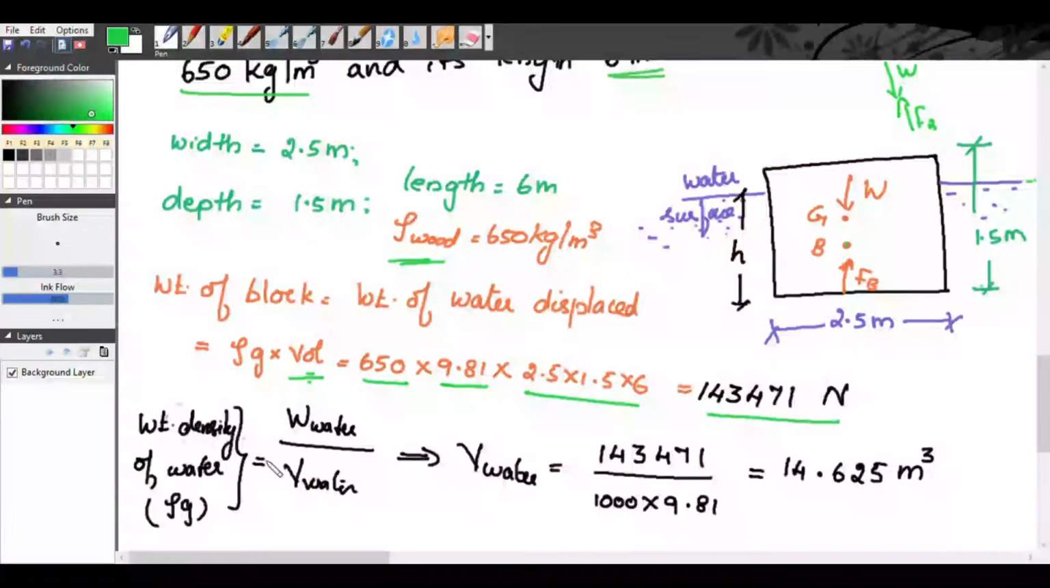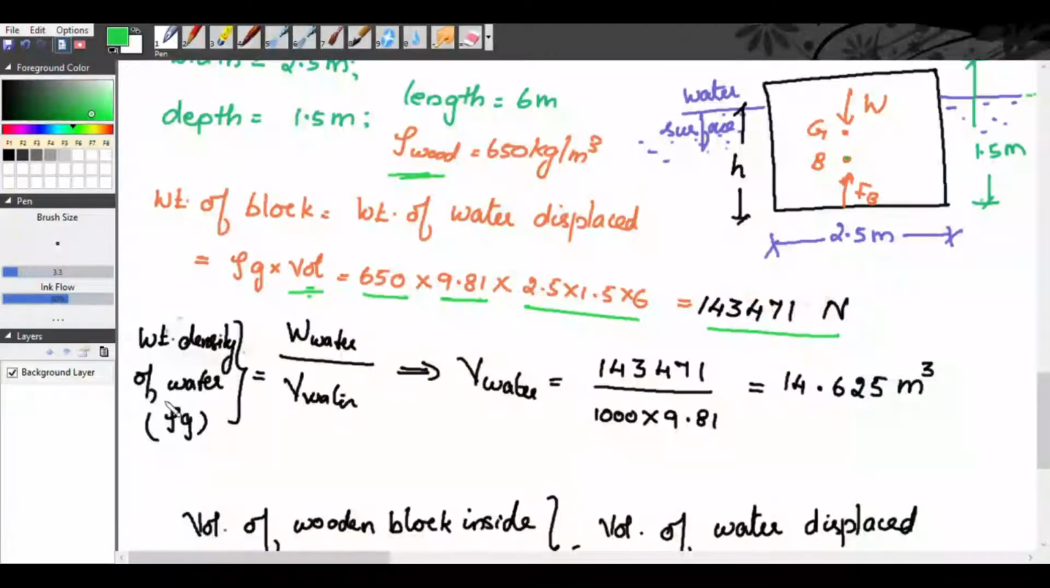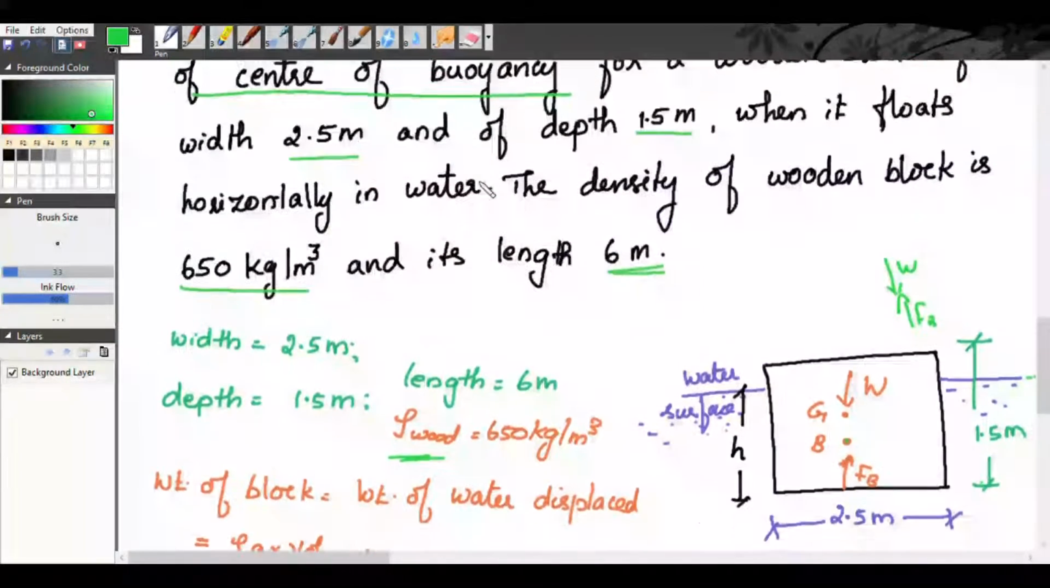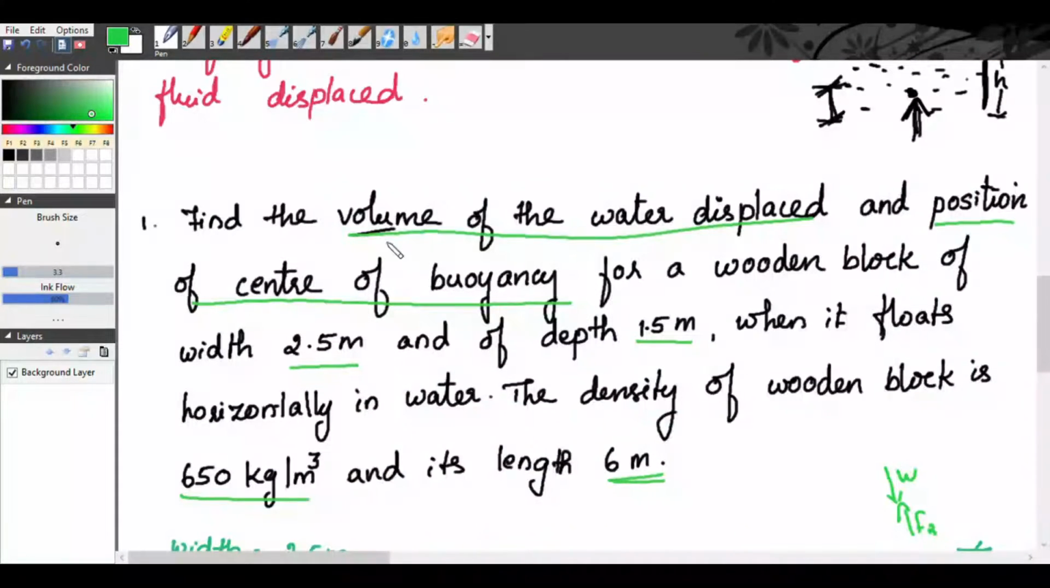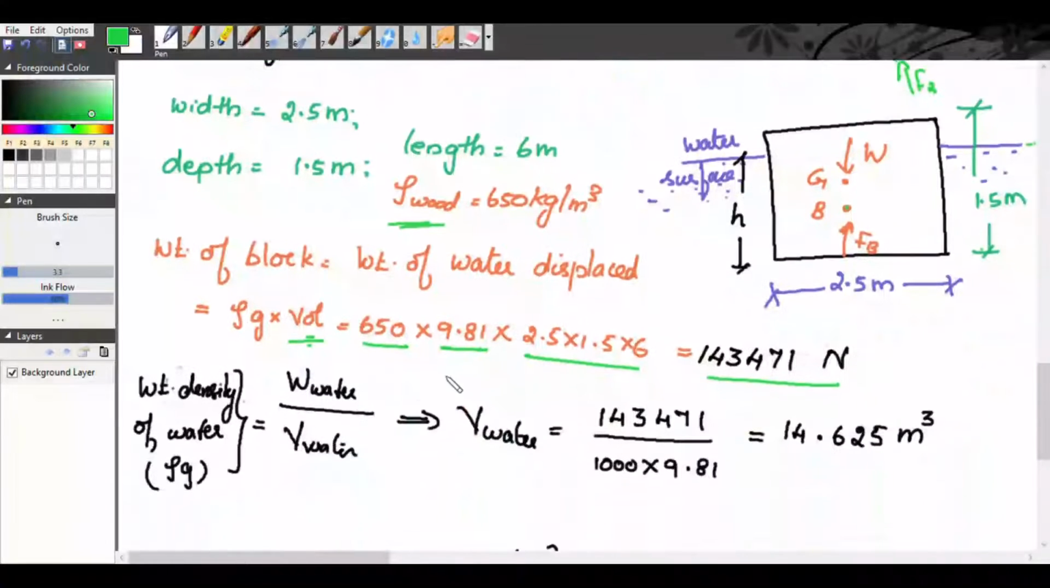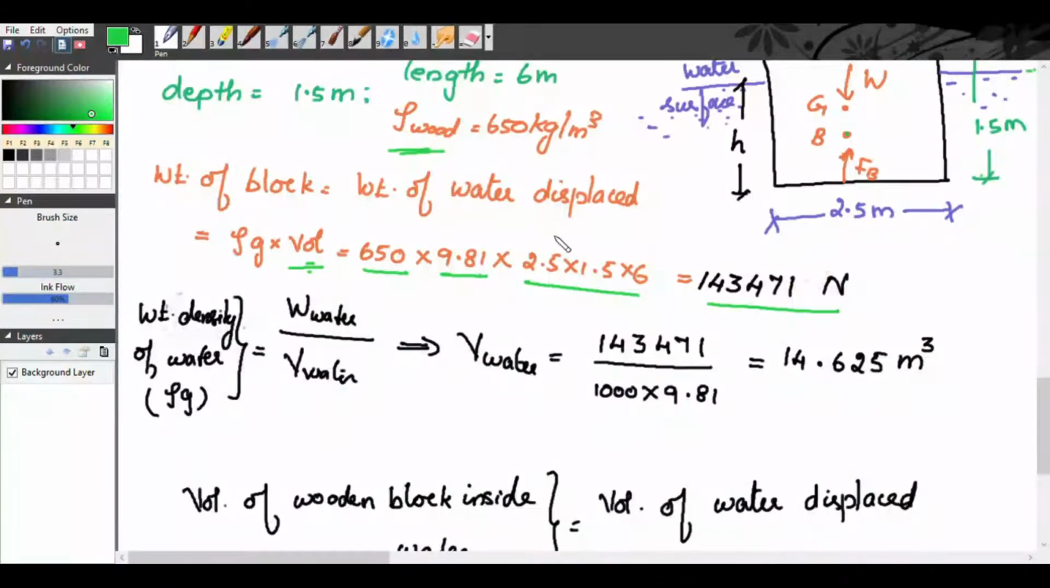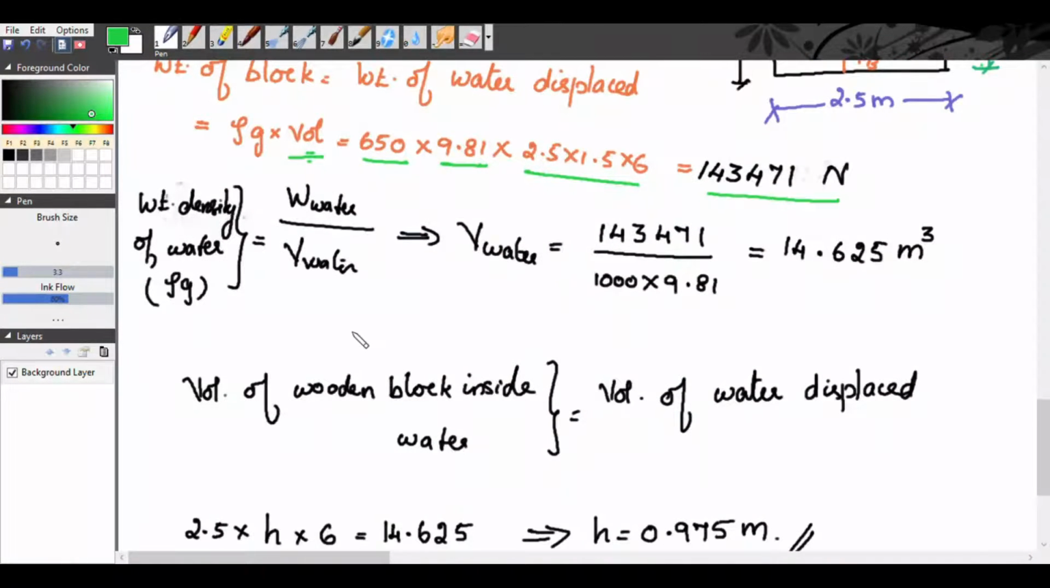Now we need to find the volume of water displaced. What we have found is the weight of water displaced. So from the weight of water displaced, we have to find the volume of water displaced. So we know the relationship between volume and weight. That is, weight density is equal to weight by volume. We have already studied weight density is equal to weight by volume.